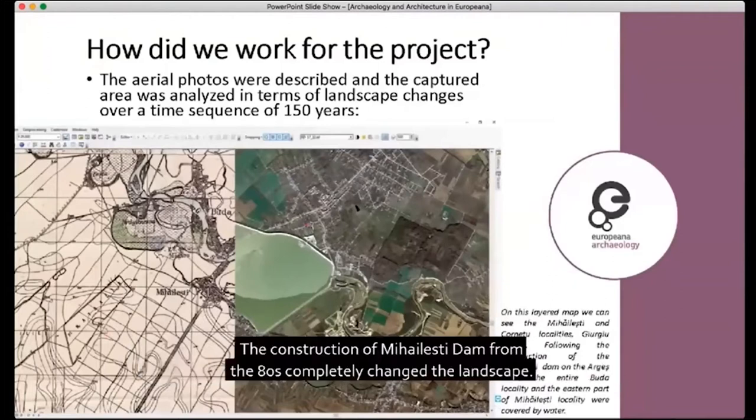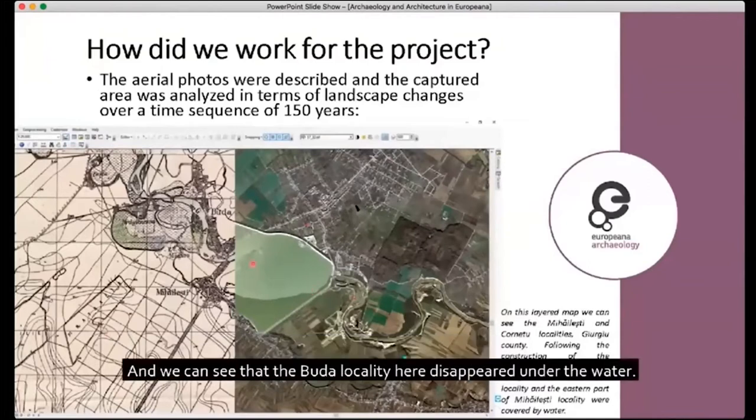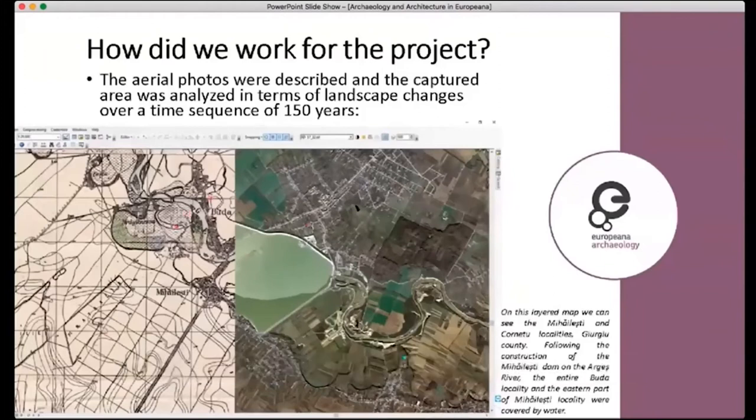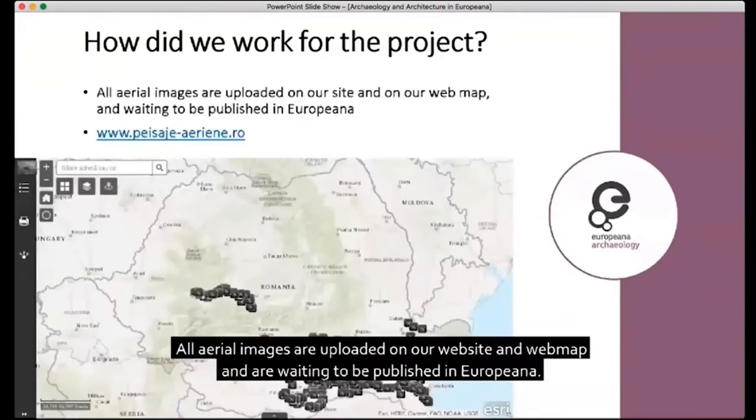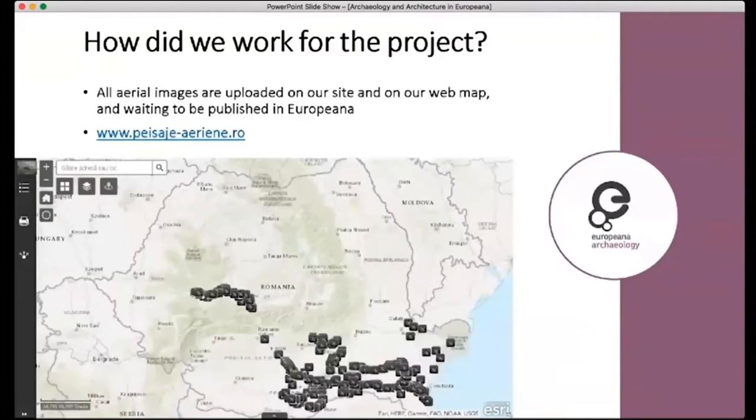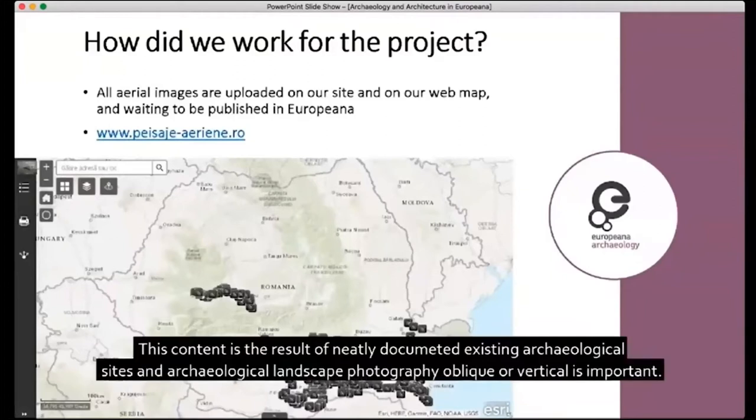The construction of the Mihailish Dam, from the 80s, completely changed the landscape. And we can see that the Buddha locality here disappeared under the waters. We registered in the metadata scheme the sites and monuments captured by these photos. All aerial images are uploaded on our site and on our web map and waiting to be published in Europeana. This content is the result of our need to document the existing archaeological sites.